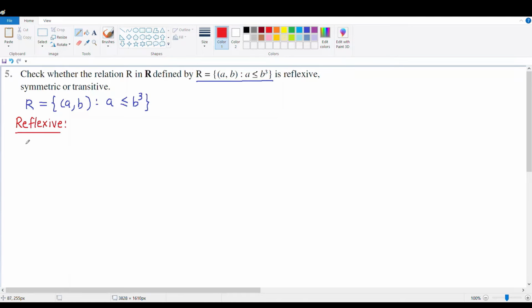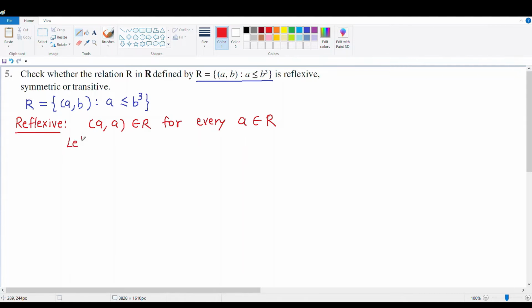Now the definition of a reflexive relation is what? That (a, a) belongs to R for every a belonging to A. Now if we take some number like 1, 2, 3, of course it's going to be correct, but it must be correct for all the values in A. Here our A is R because the relation is defined in R, the real number set. And it is not going to be true for all a.